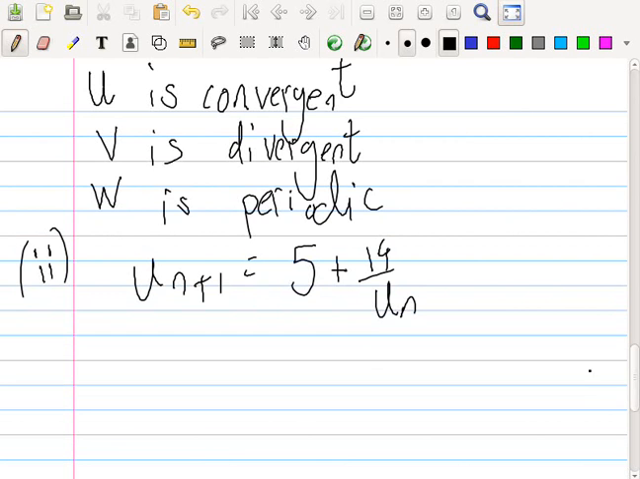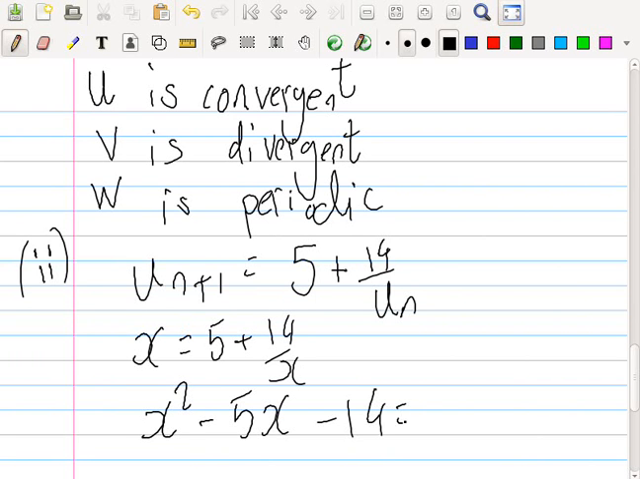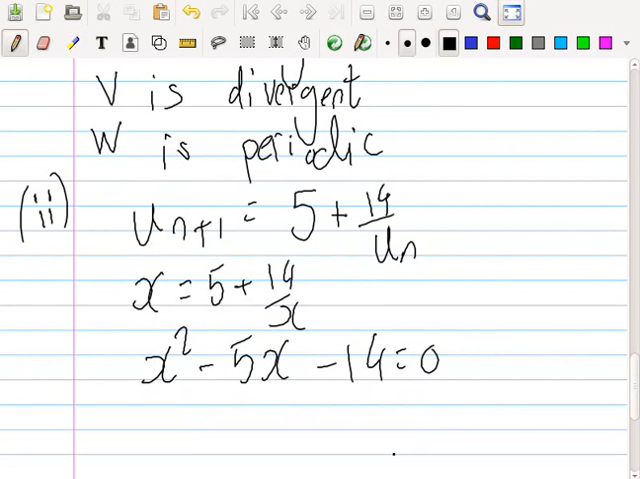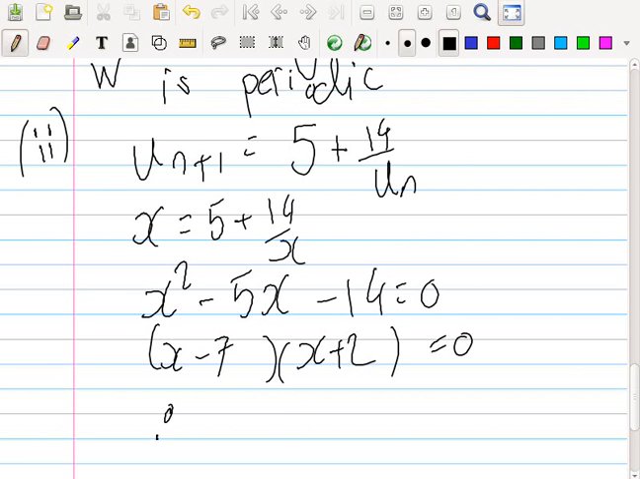And if you remember, the quick way to do this is to replace all the U's by x. So x equals 5 plus 14 over x. And then what do we do next? Yep. x squared minus 5x minus 14 equals 0. And what are the two answers here, please? 7 and 2, yeah. 7 or minus 2. So, therefore, the limit is 7.